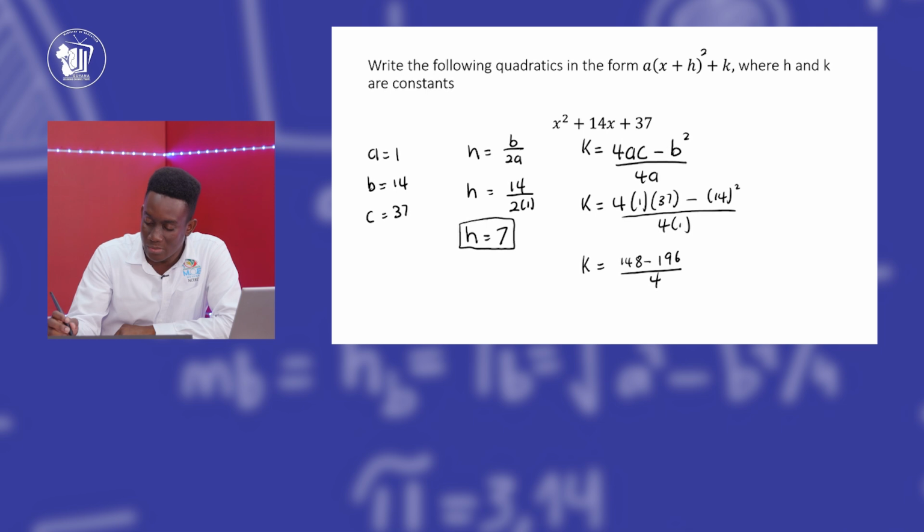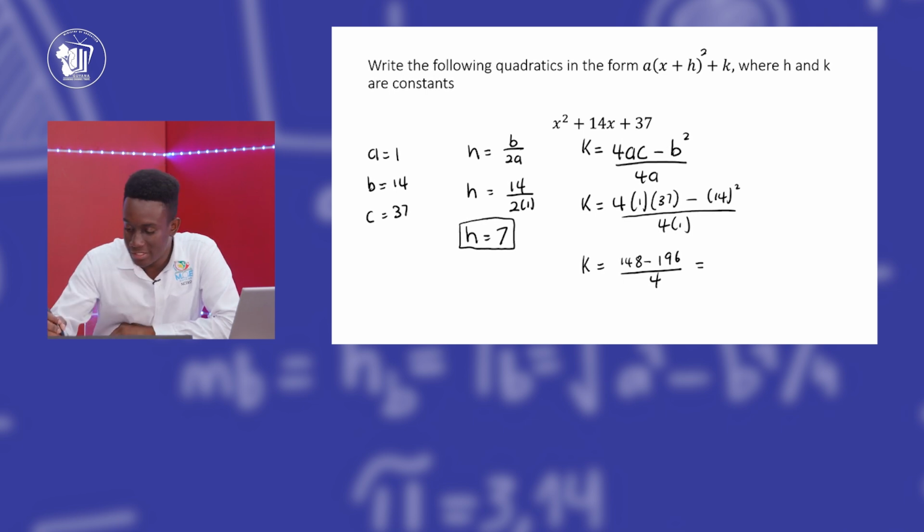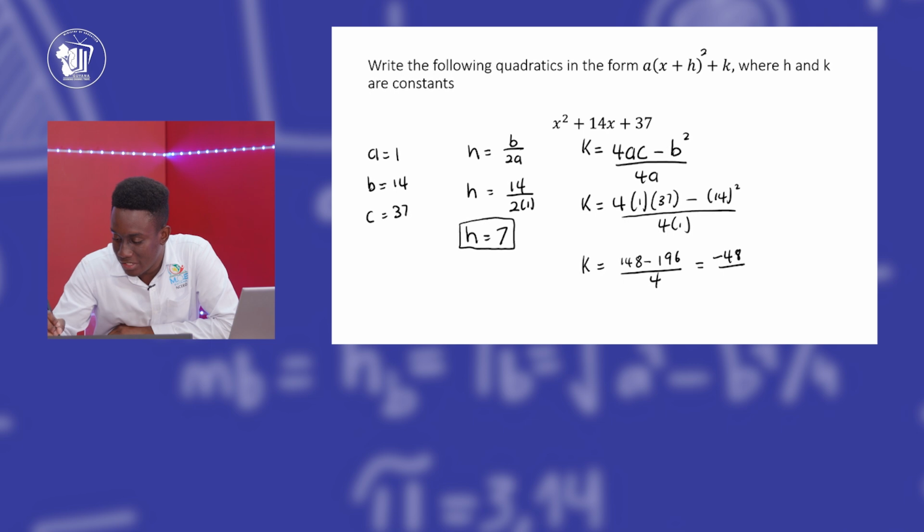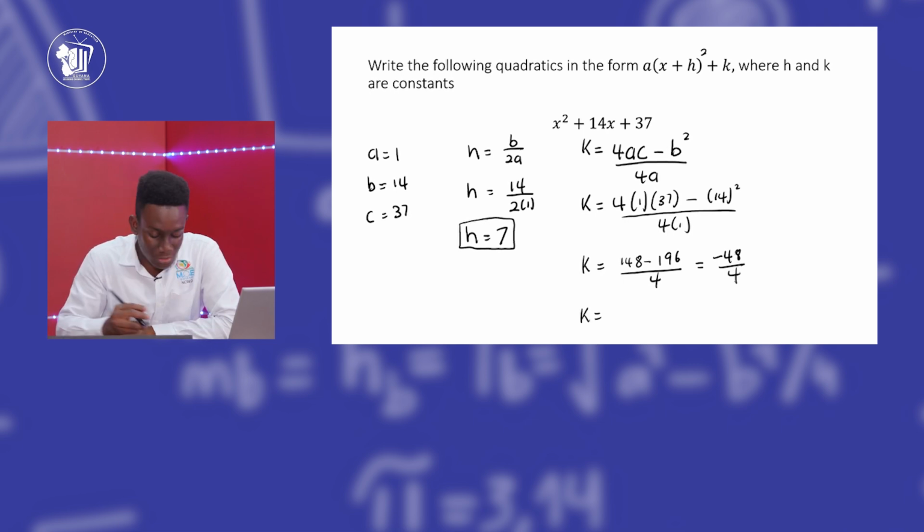196 divided by 4 times 1 is 4. Hence k would be equal to 148 minus 196, so 148 subtract 196 would give us a negative 48. So negative 48 divided by 4 would give us a value of k being equal to negative 12. So our value of k is equal to a negative 12.